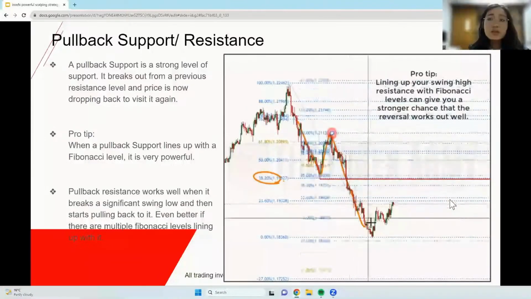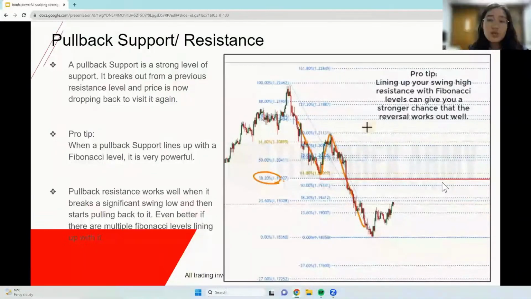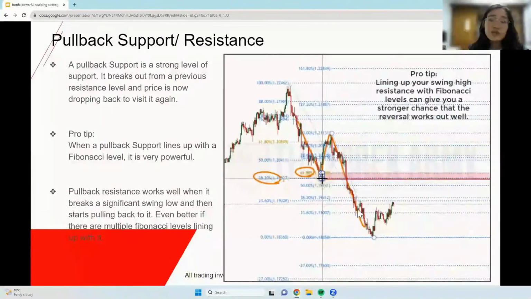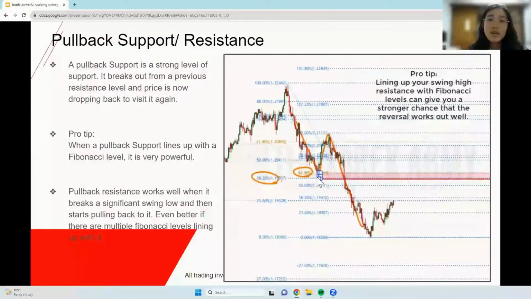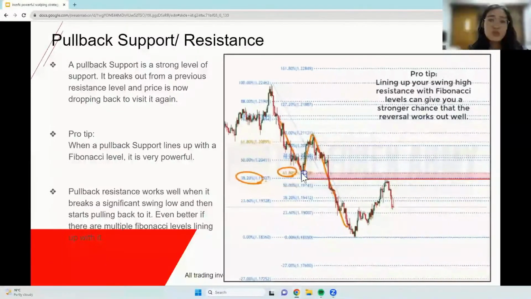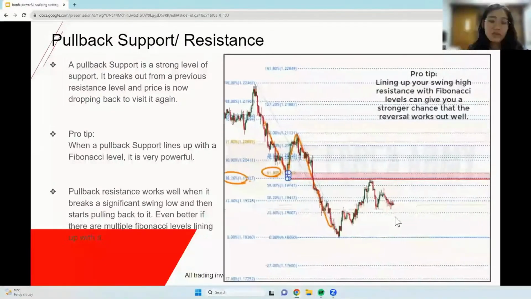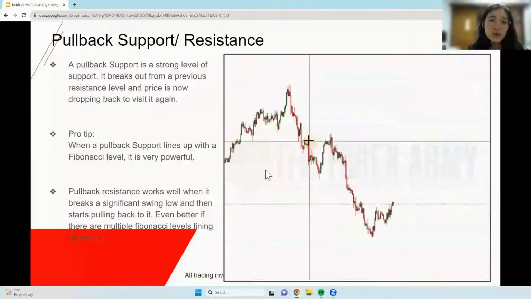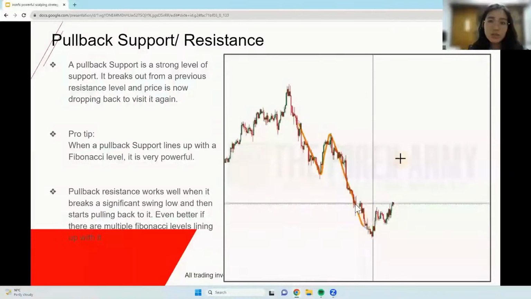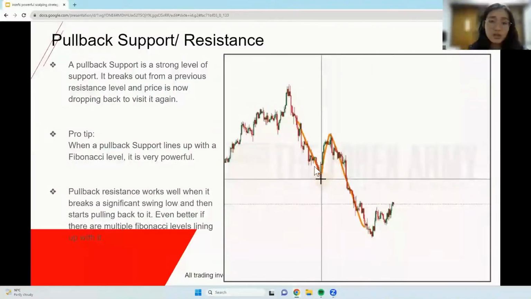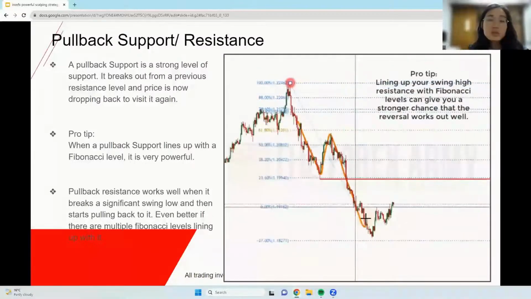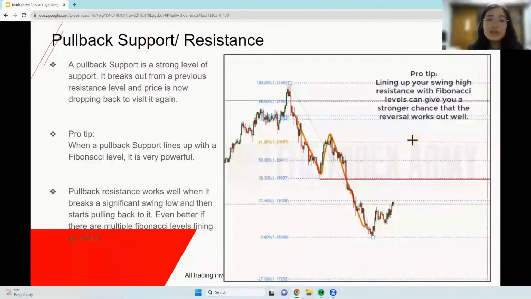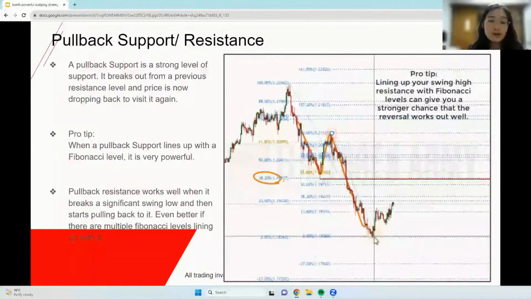Okay, so here we are making use of two Fibonacci trend lines. We have this really long one here and one small one here. And then we highlighted the area where we are expecting price to retrace off of. So the 61.8 and the 38.2 that we see here line up nicely with this swing low. Okay, so a pro tip is that when a pullback support level lines up with a Fibonacci level, in this case we have two Fibonacci levels, so it's a very powerful level.